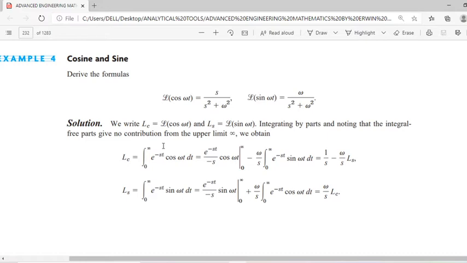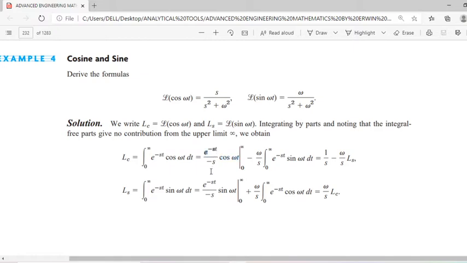So first function into integral of second minus integral of derivative of first function into integral of second. Here we have considered cos omega t as the first function and e raised to minus st as the second function. So first function, cos omega t, into integral of second. What is integral of second?